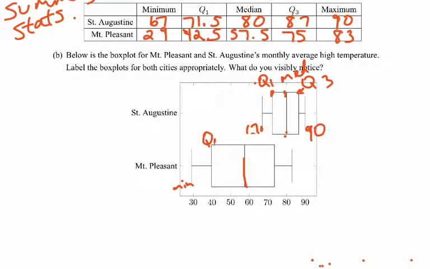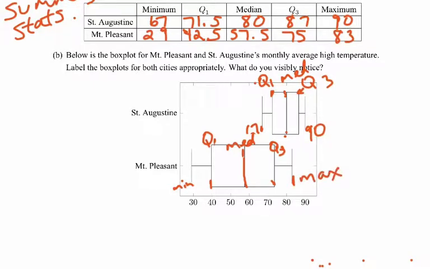Let's see. The median is right here for Mount Pleasant. And then Q3 corresponded to 75 degrees. That's going to be up here. So Q3 and Q1 are the edges of the box. That's your Q1 and your Q3. And then your maximum is up here at 83 degrees.